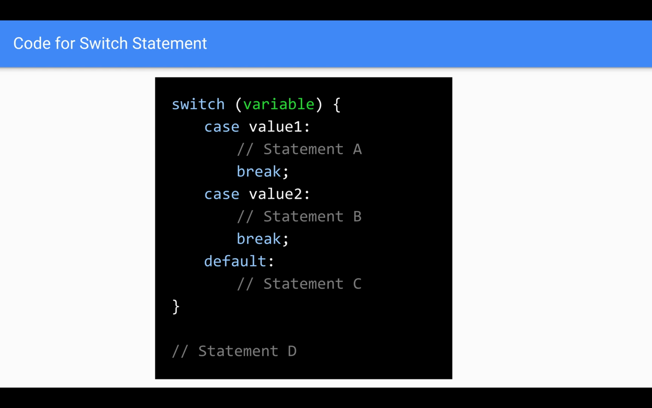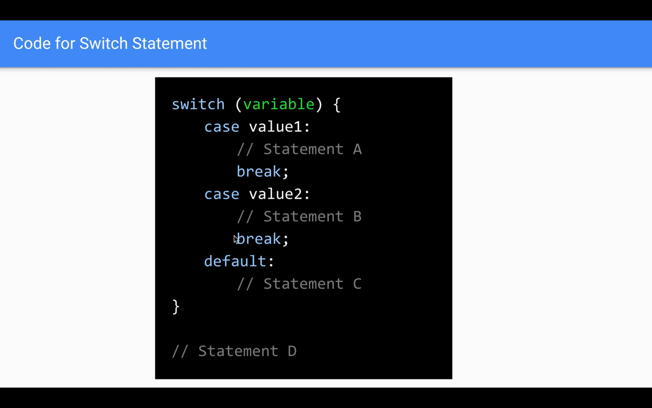Switch statements. A switch statement is basically an if-else that only compares a single value. So I have switch on a variable, and I'll say case value 1, statement A, break, case value 2, statement B, break, default. So this is like saying, if variable is equal to value 1, do statement A, else if it's equal to value 2, do statement B, else do statement C.